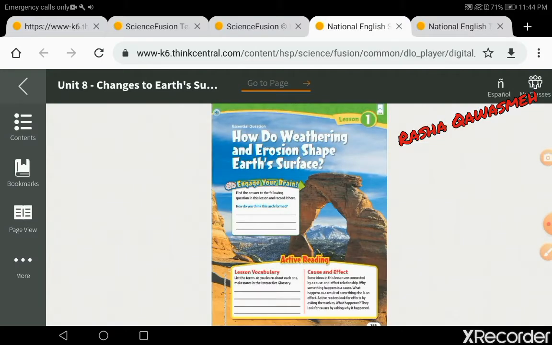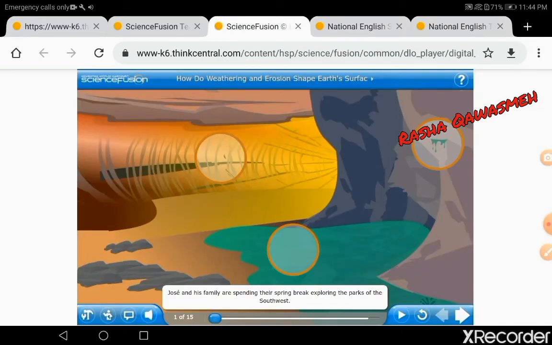Okay, let's start with this slide on Think Central. Their spring break exploring the parks of the Southwest. They are seeing the Grand Canyon, Zion Canyon, and Bryce Canyon. Jose is amazed at the beautiful rock formations. Archways, strange spires called hoodoos, and other interesting shapes are carved out of the rock. Click the highlighted areas to discover a little more about how rock forms like this. When finished, click the Next button, where you'll learn more about how these and other natural formations are made over thousands of years.